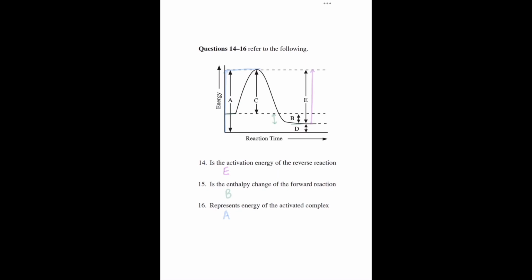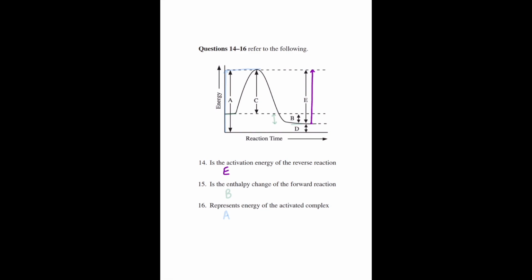This problem from the SAT chemistry subject test wants us to answer 3 questions about this potential energy diagram. The first question asks, what is the activation energy of the reverse reaction? So starting from the starting point of the reverse reaction, and going up to the transition state, we see that this is equal to the energy change marked as E.